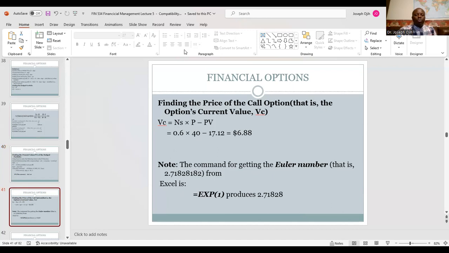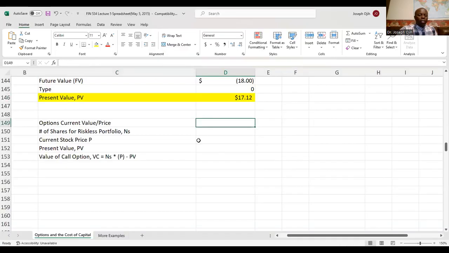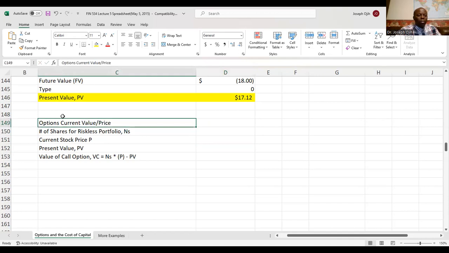So now let's find the price of the call option. To find the price of the call option, we're going to use this equation. We have the option current price, the current value, which is what we are trying to calculate. We have the number of shares in the portfolio. Let me make it bold.